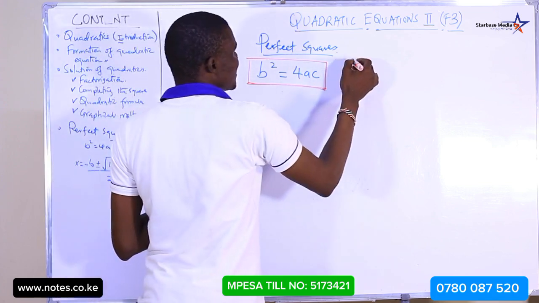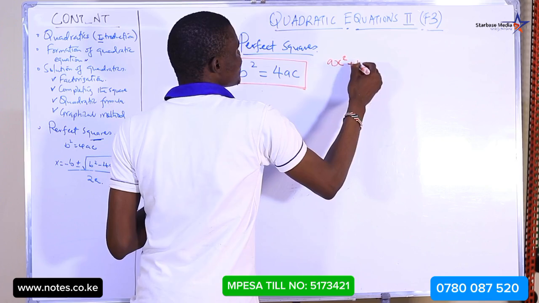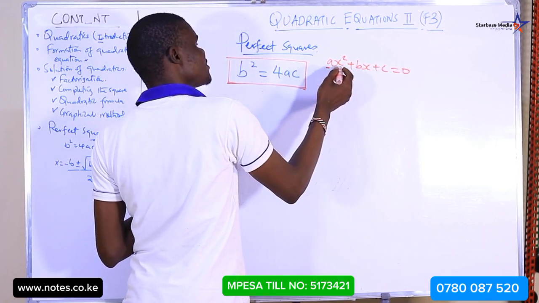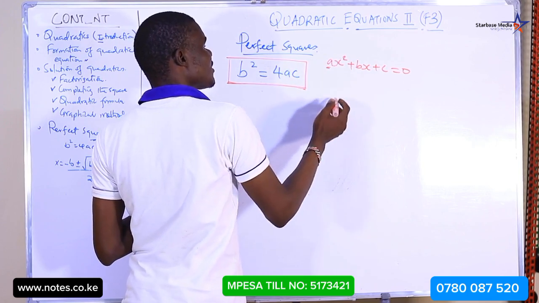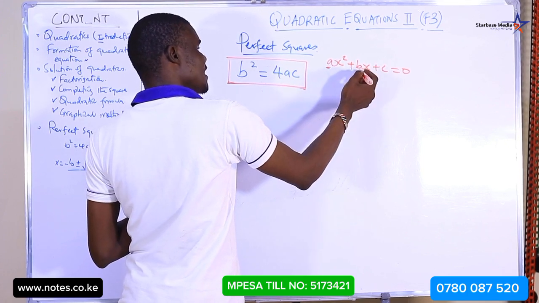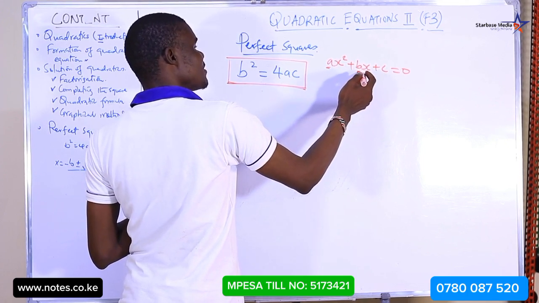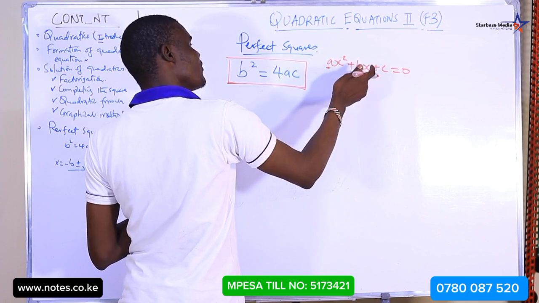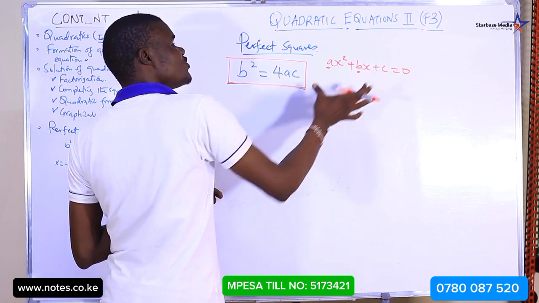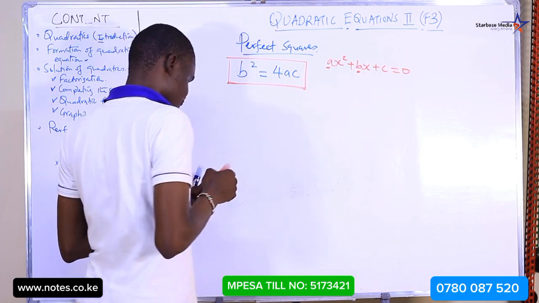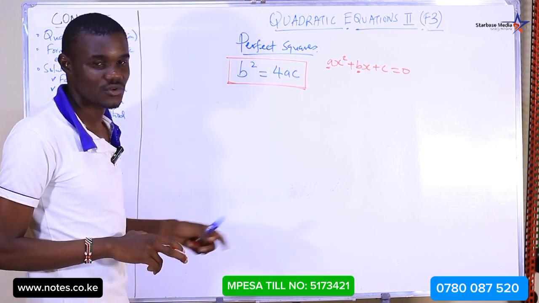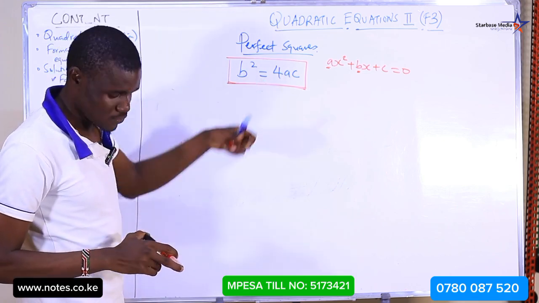So cha muhimu ni understand. Na bado nitarudia. Ax squared plus bx plus c. What do they mean? A is the coefficients of the polynomial of second order, which is x squared, plus b is the coefficients or the number that comes before the x value, and c is the y-intercept. So, hizi ndio values una extract. If you're told something is a perfect square, then it must satisfy this condition. B squared is equals to 4ac.